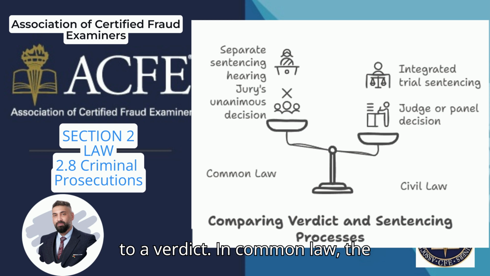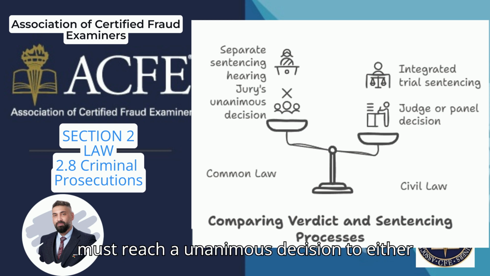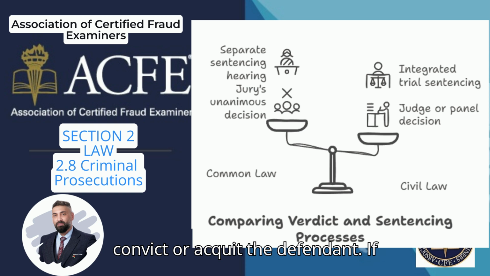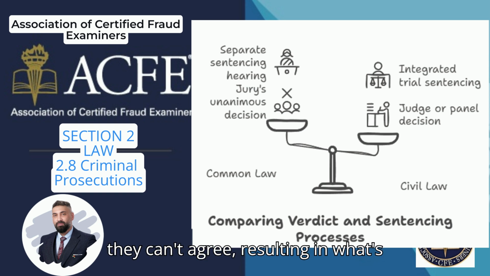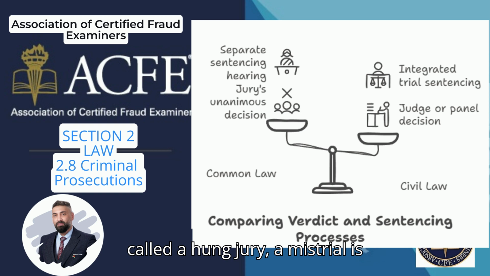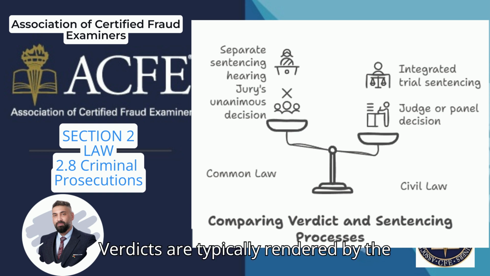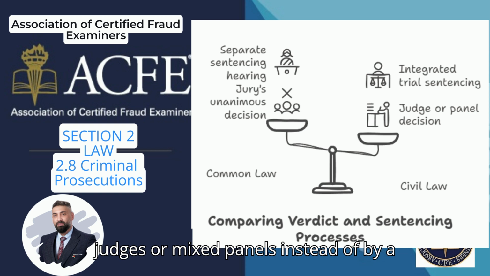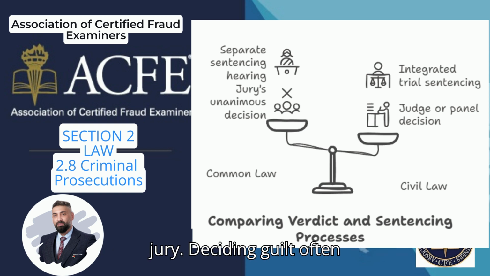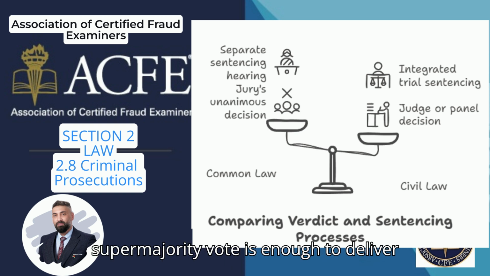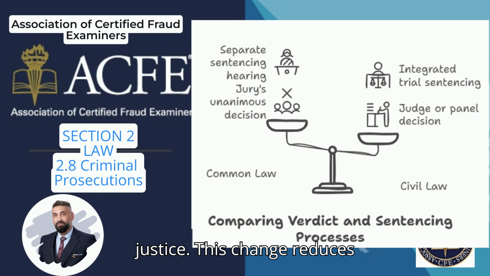In common law, the jury's responsibility is immense. They must reach a unanimous decision to either convict or acquit the defendant. If they can't agree, resulting in what's called a hung jury, a mistrial is declared, opening the door to a potential retrial. Civil law, once again, simplifies things. Verdicts are typically rendered by the judges or mixed panels instead of by a jury. Deciding guilt often doesn't rely on unanimity. A supermajority vote is enough to deliver justice. This change reduces deliberation time while maintaining fairness.